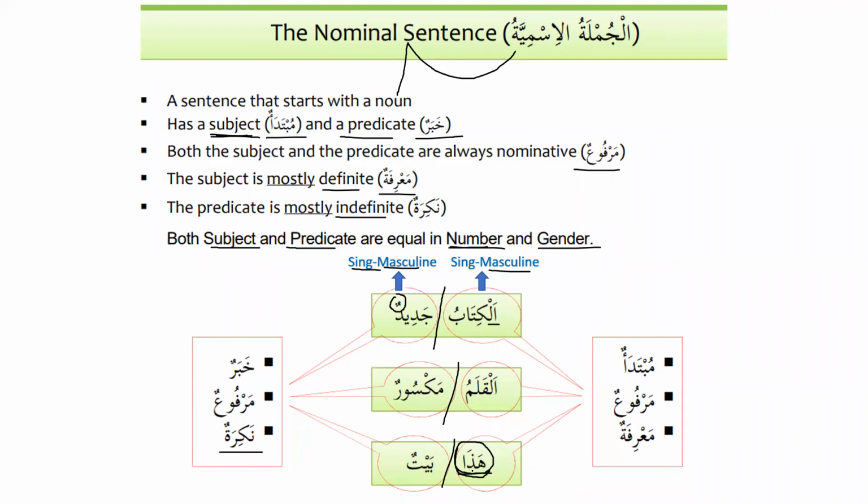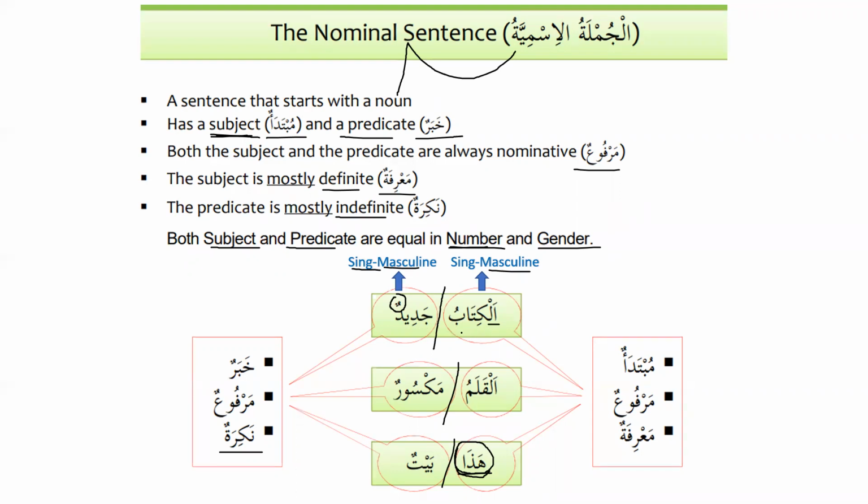If we are talking about two things, for example, if we have two books, then we will say al-kitabani jadidani. So we have to change the predicate according to the subject. If the subject is singular, the predicate has to be singular. If the subject is plural, then the predicate has to be plural. And if the subject is dual, then the predicate has to be dual. They have to be equal in number and gender.